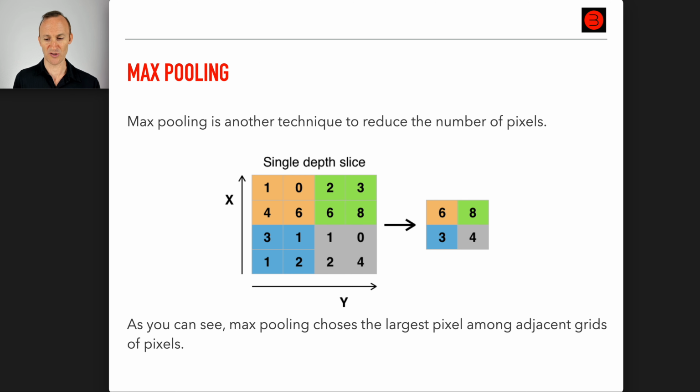So max pooling chooses the largest pixel among adjacent grids of pixels. Note that unlike the convolutional dot product, it does not overlap. The convolutional dot product is not adjacent. It'll actually overlap every 2 by 2. Okay, so this is a little different. Kind of simpler in a way.